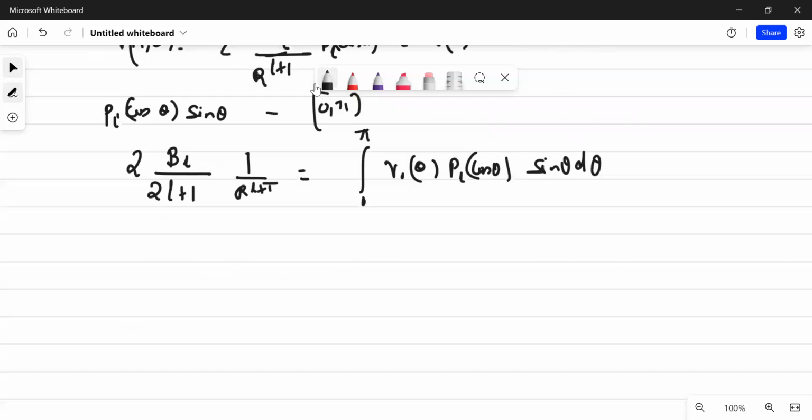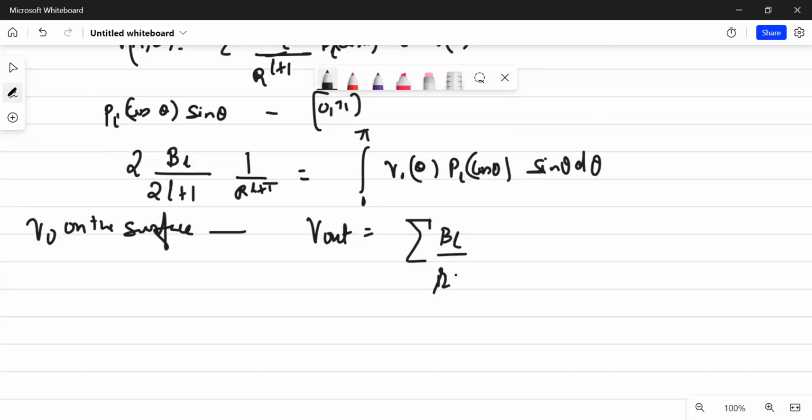So if my potential is specified as V naught on the surface, I can find the potential outside, and that is equal to the summation of BL upon R raised to power L plus 1.